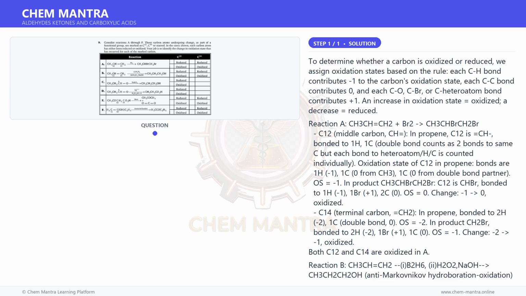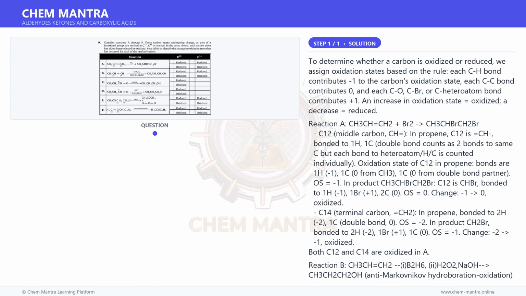Reaction A: CH3CH=CH2 plus Br2 gives CH3CHBrCH2Br. C12, the middle carbon, CH= in propene, is bonded to 1H and 1C. A double bond counts as two bonds to the same C, but each bond to a heteroatom or H is counted individually. Oxidation state of C12 in propene: 1H, -1; 1C, 0 from CH3; 1C, 0 from the double bond partner. OS is equal to -1.